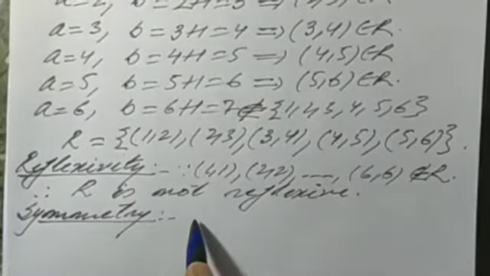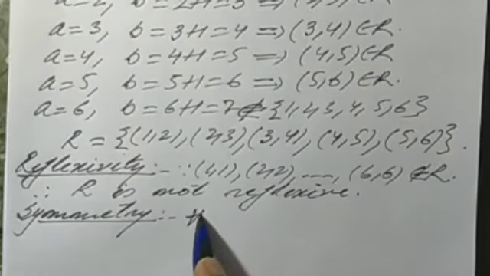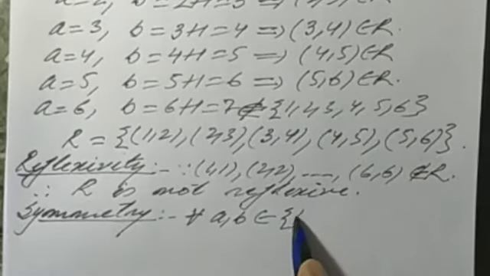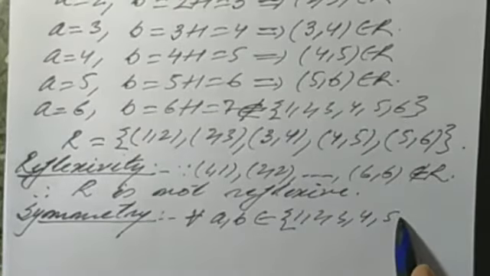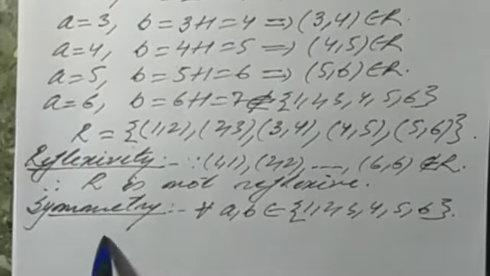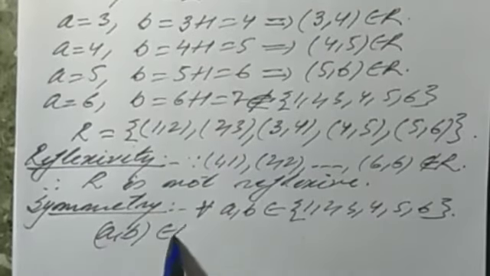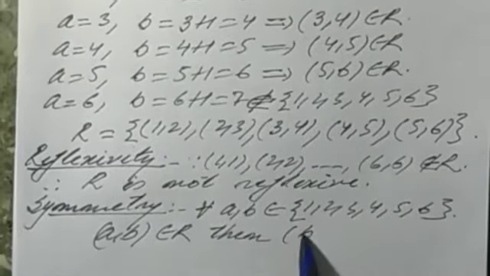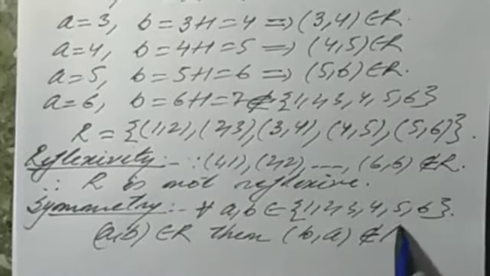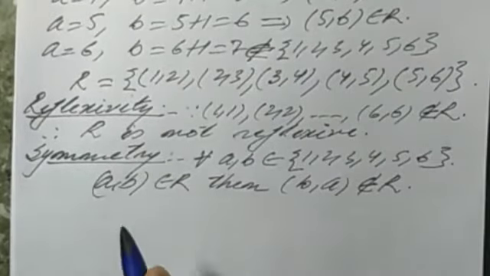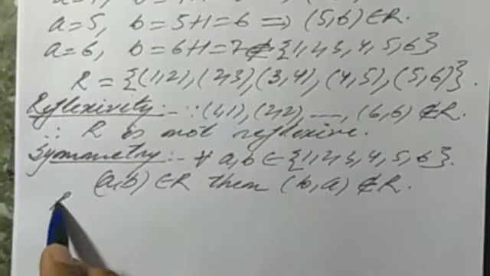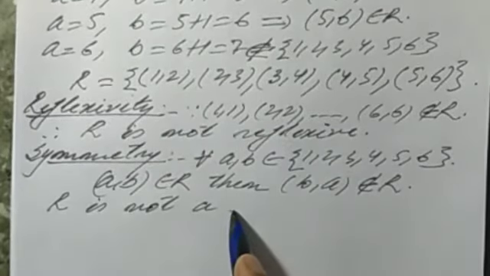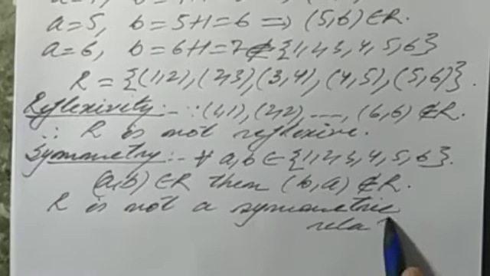So we write in journal: for all a, b belonging to the set {1, 2, 3, 4, 5, 6}, if (a, b) belongs to R, then (b, a) does not belong to R. So this is the violation of symmetry. So we may say that R is not a symmetric relation.